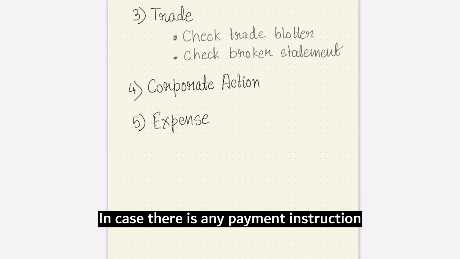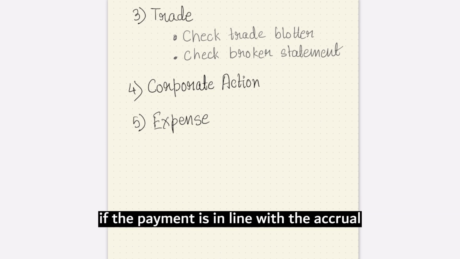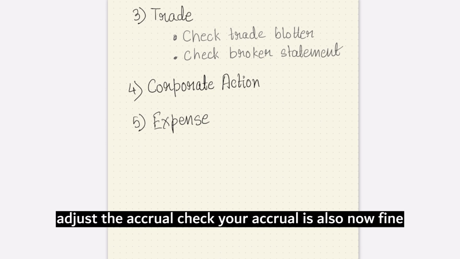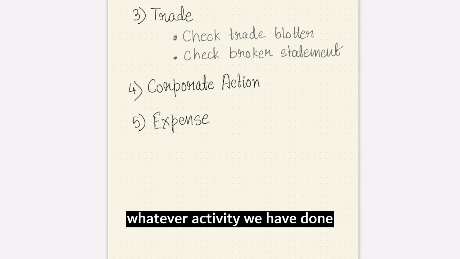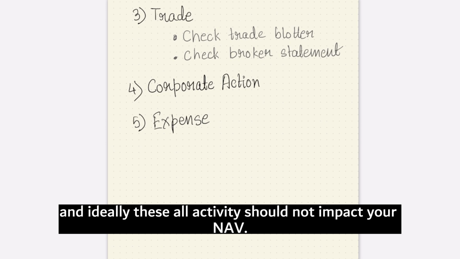In case there is any payment instruction, then also you need to check if the payment is in line with the accrual, and if it is in line, you need to process the payment, adjust the accrual, and check your accrual is also now fine. So all those checks need to be done. So till this time, whatever activity we have done is known as pre-pricing activity, and ideally all these activities should not impact your NAV.